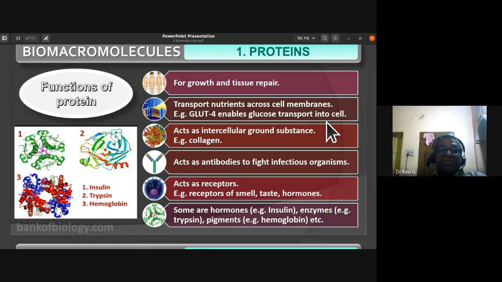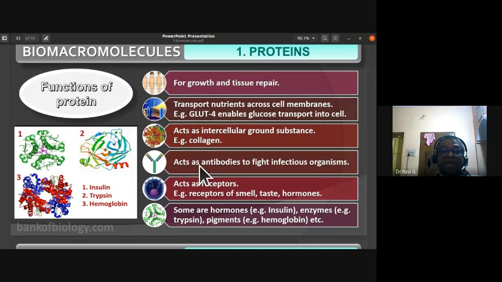Example is GLUT4, which enables glucose transport into the cell. So they transport nutrients across cell membranes. Proteins also act as intercellular ground substance. Example is collagen.